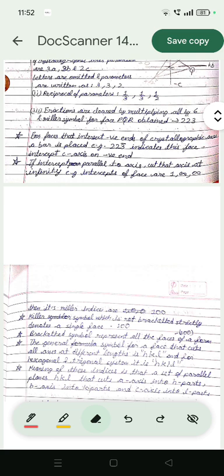The general symbol for a face that cuts all axes at different lengths is hkl, and for hexagonal and trigonal systems it is hkil because they have 4 axes. The meaning of these indices is that hkl is the set of parallel planes that cuts the A axis into h parts, the B axis into k parts, and the C axis into l parts. It denotes the set of parallel planes which cuts the A axis into h parts, the B axis into k parts, and the C axis into l parts.